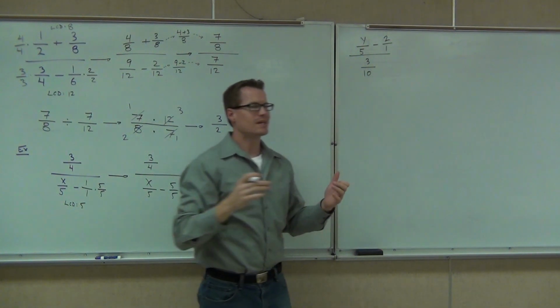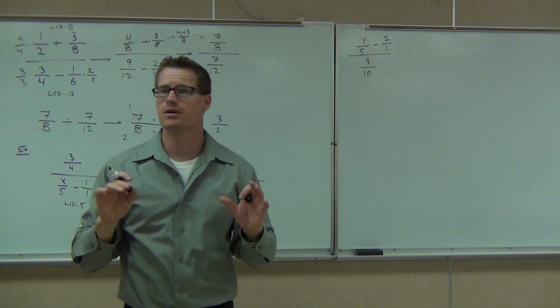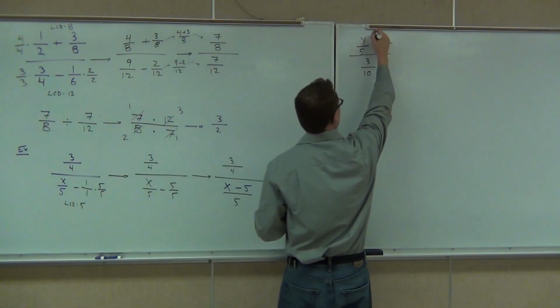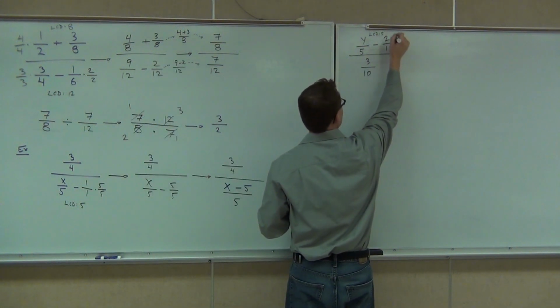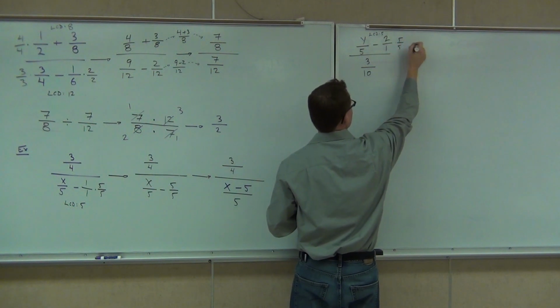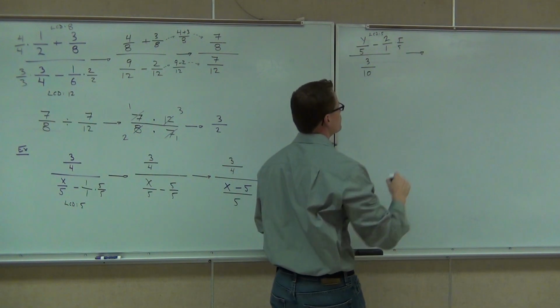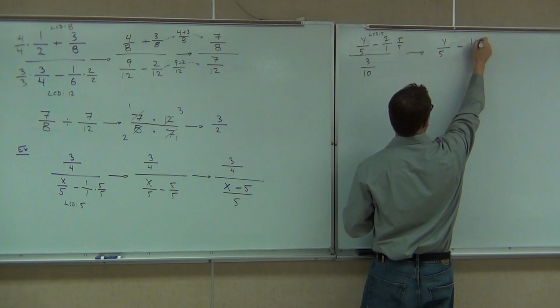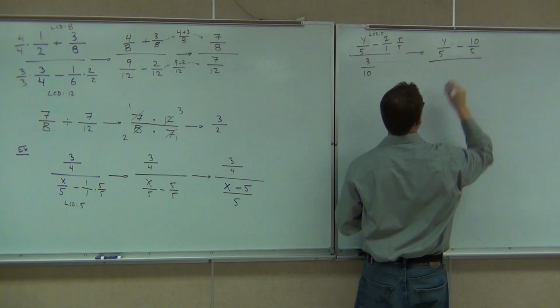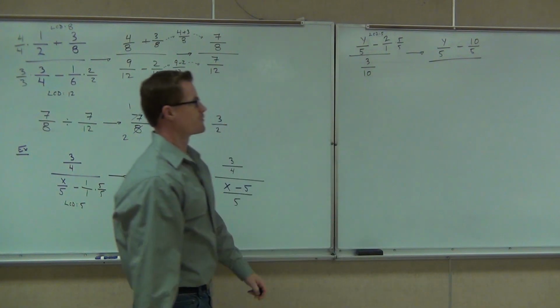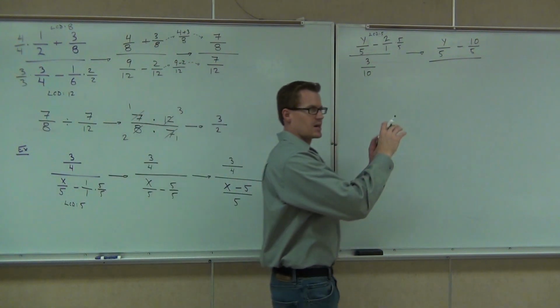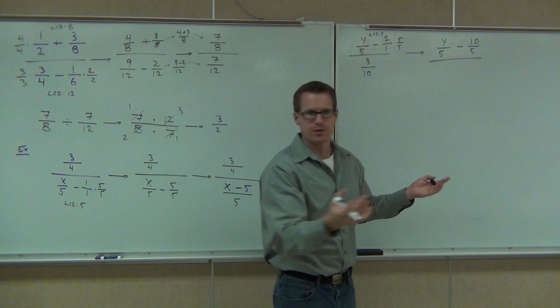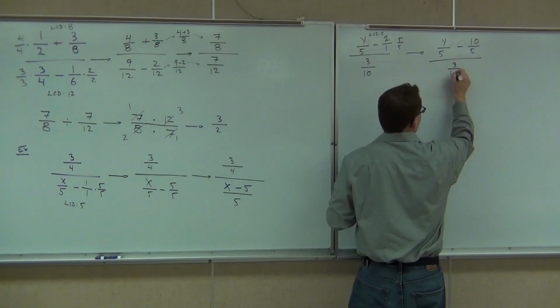In which case we know we need a common denominator. What is our common denominator here? 5. Yeah. So we'll multiply 5 over 5. We've got y over 5 minus 10 over 5. The 3/10, we're just going to kind of drag that along. We're not doing anything with it right now. We're done with it. Nothing we can do.